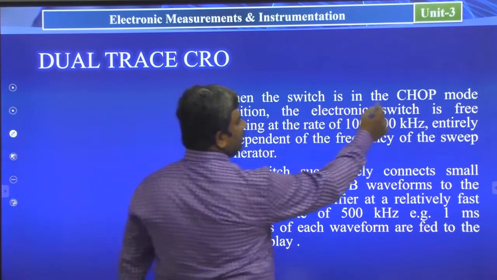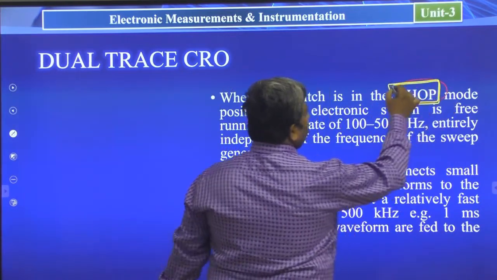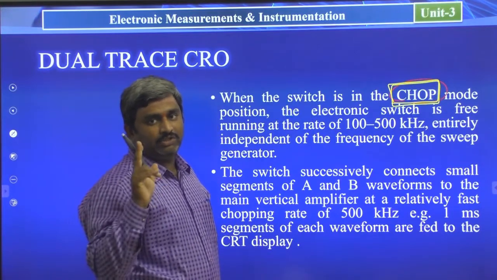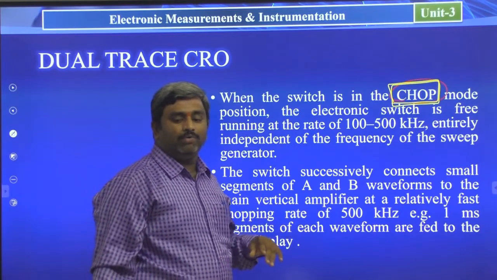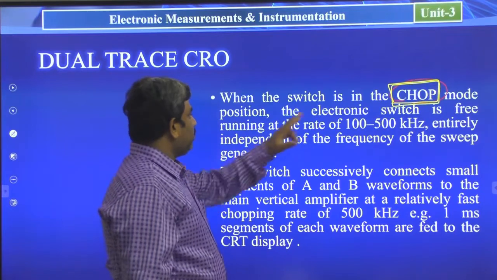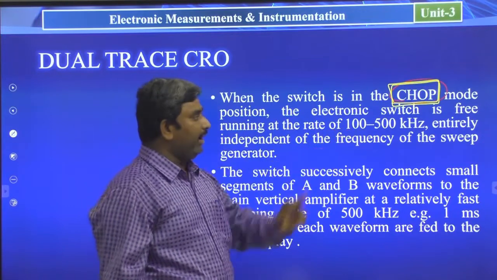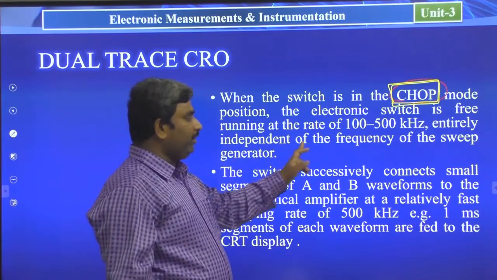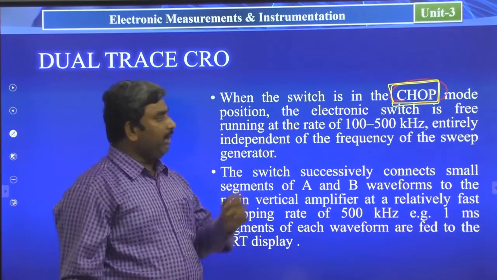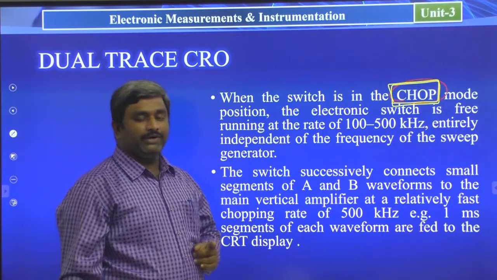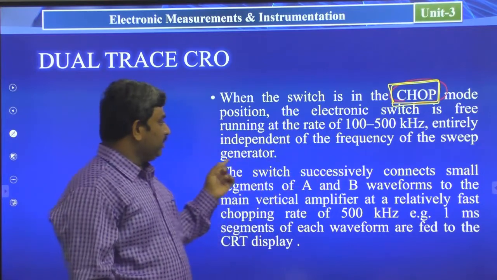Next, the chop mode. I said that the electronic switch has two modes: one is alternate mode, the second one is chop mode. The alternate mode we have completed. Now we will discuss the chop mode. In the chop mode position, the electronic switch is free running at a rate of 100 to 500 kilohertz, entirely independent of the frequency of the sweep generator. So in this chop mode, the oscillator is running at 100 to 500 kilohertz, entirely independent of the frequency of the sweep generator.